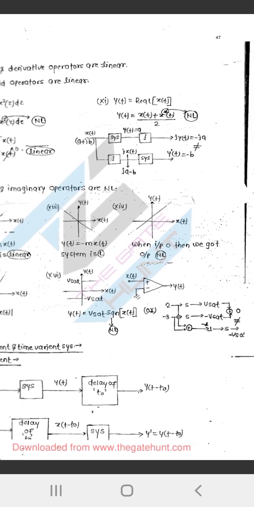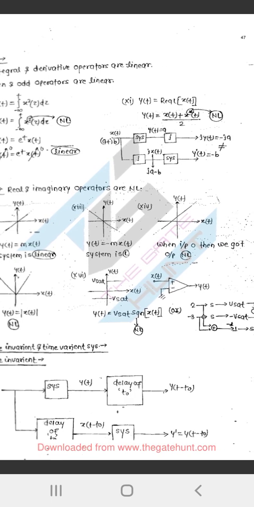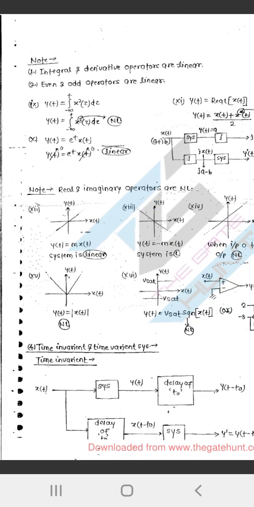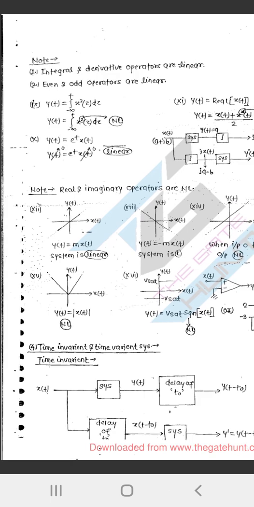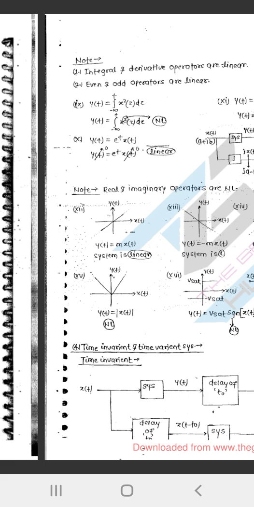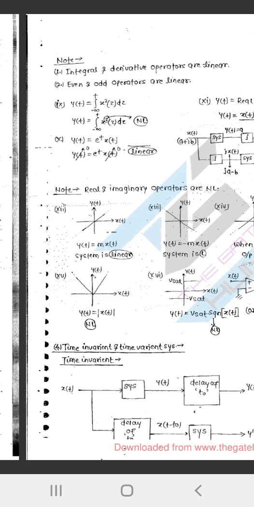y(t) is equal to x(t) plus x(t) upon 2. This is the system. y(t) is equal to minus b. Read an imaginary operator, are null. y(t) is equal to m x(t). This system is linear, y(t) and m x(t).